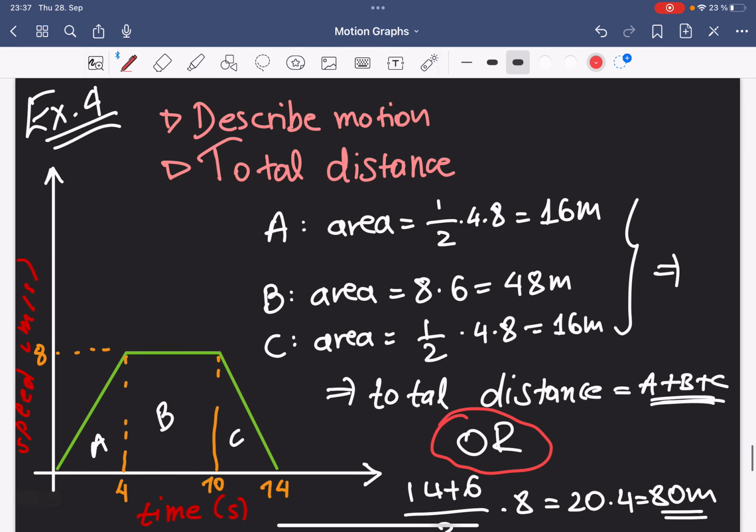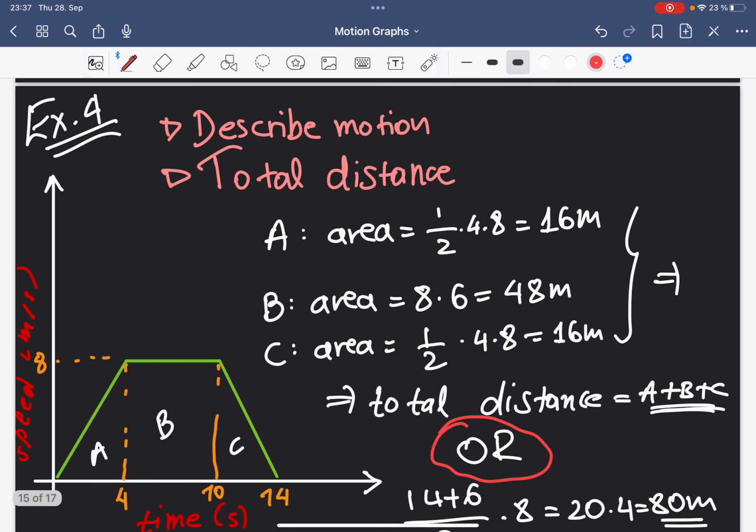Now, in this case, we have three different sections. We have three different types of motion which we need to describe. If we look at part A, line A in this case, from 0 to 4 seconds, we can see that the speed is changing over time. So it is accelerating since we have a change in speed. Then from 4 to 10 seconds, the speed is constant, therefore zero acceleration. And from 10 to 14, the speed is decreasing, so we still have acceleration, a negative acceleration in this case, since the slope is also negative.